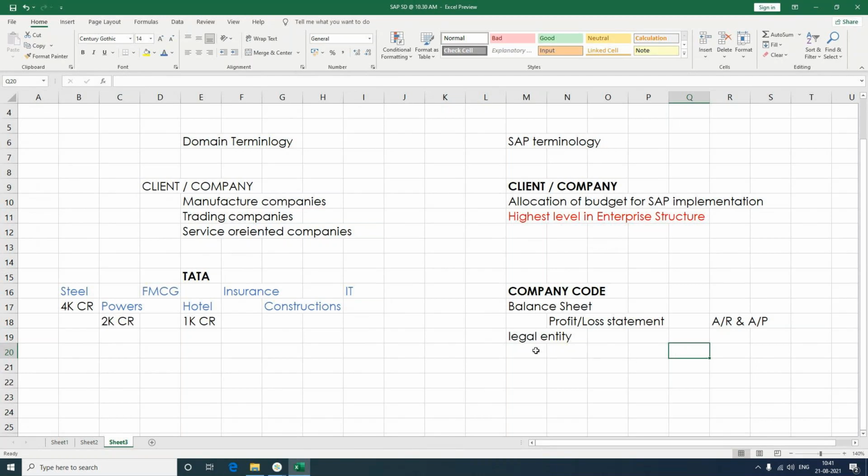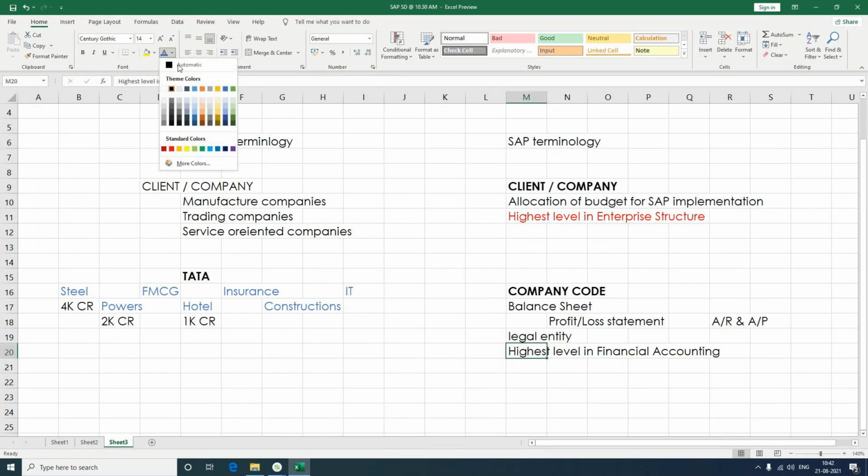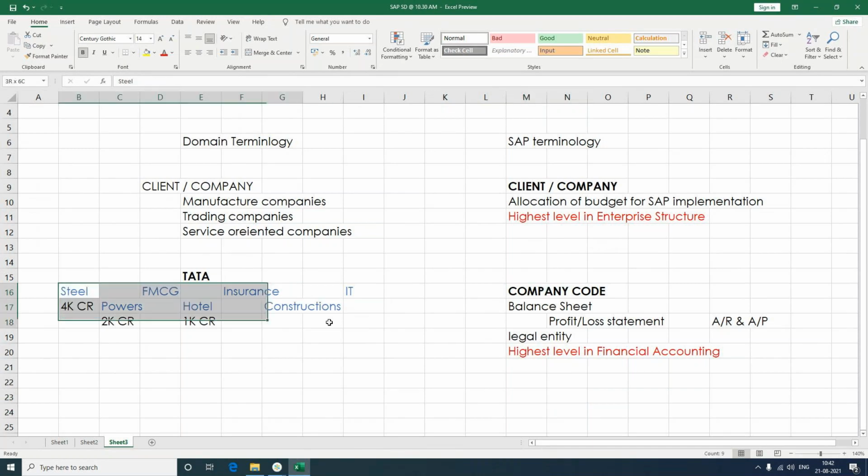And this particular organizational unit, we call it the highest level in financial accounting. Each and every module will have one organizational unit which will be addressed as the highest level. So in financial accounting, it's going to be the company code. So that's one way of how we are going to be mapping a company code.